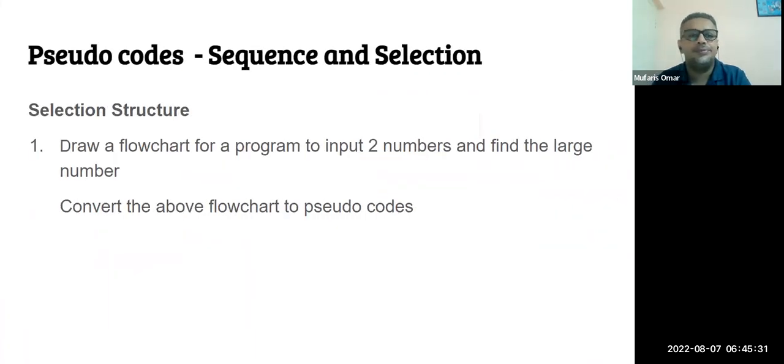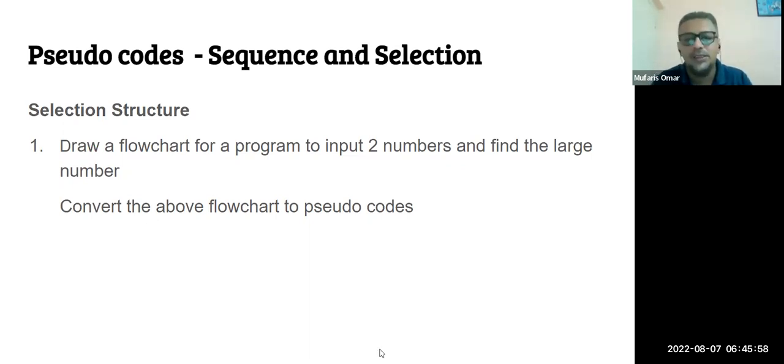Second one, draw a flowchart for a program to input two numbers and find the large number. This one also we already did. We already covered this one. Okay, so write down this question. Draw a flowchart for a program to input two numbers and find the large number. Then convert the above flowchart to pseudocode.